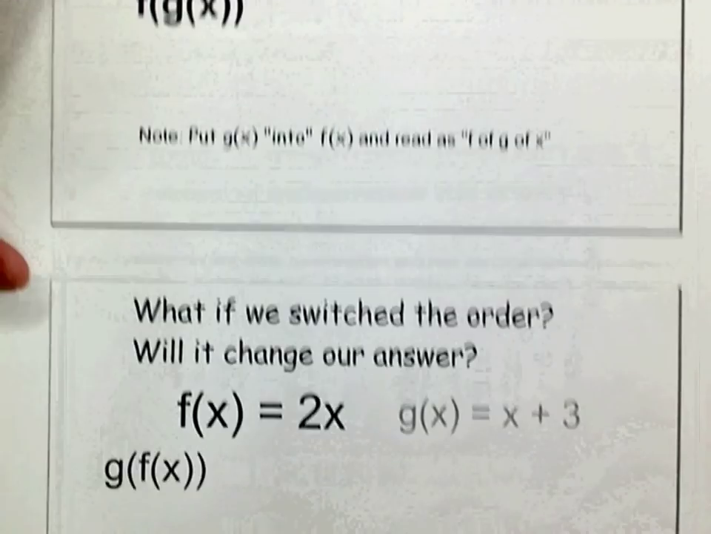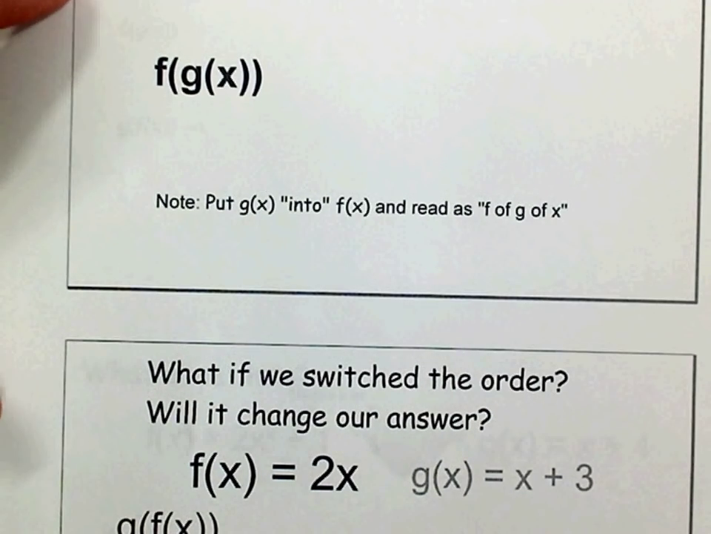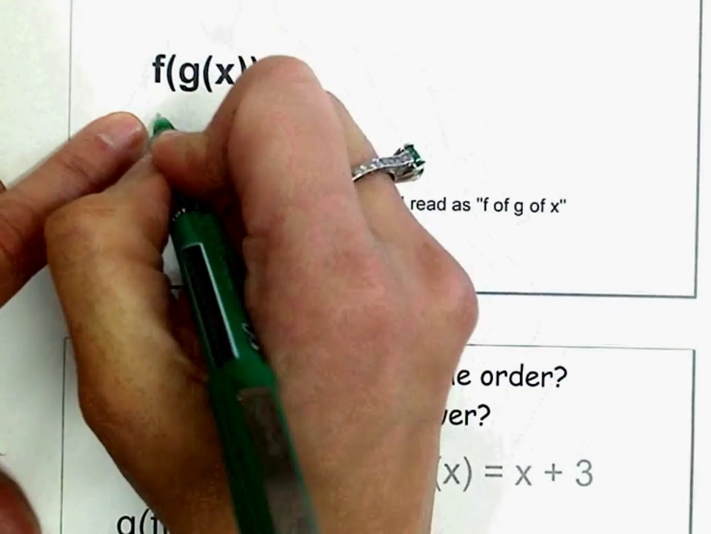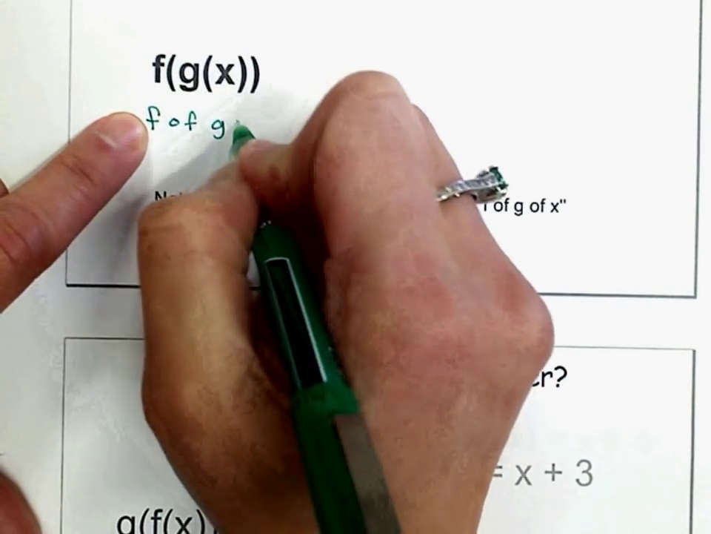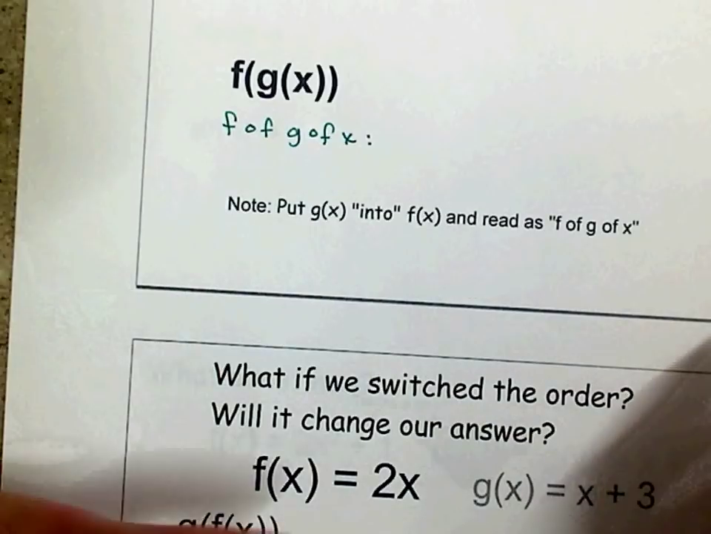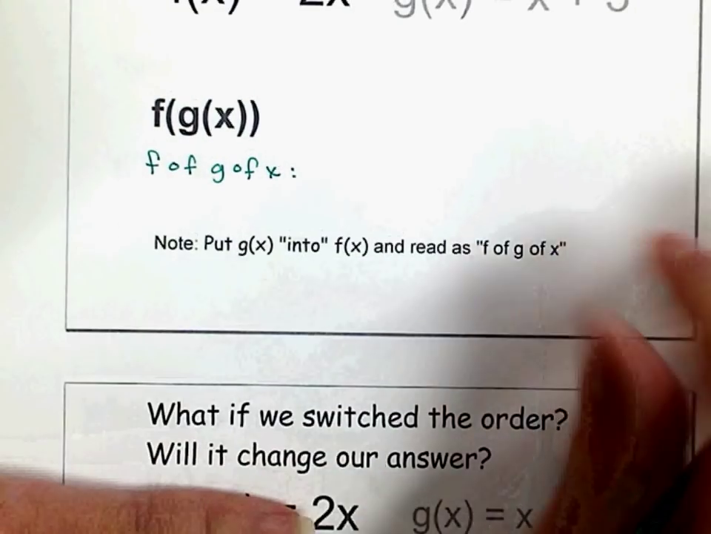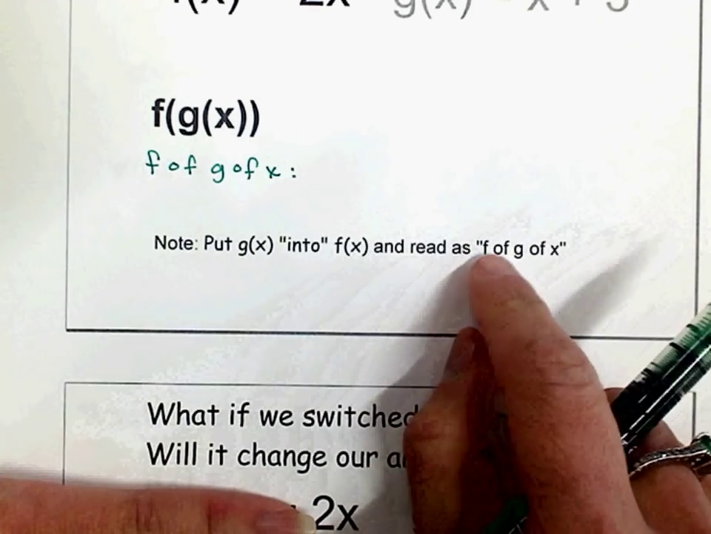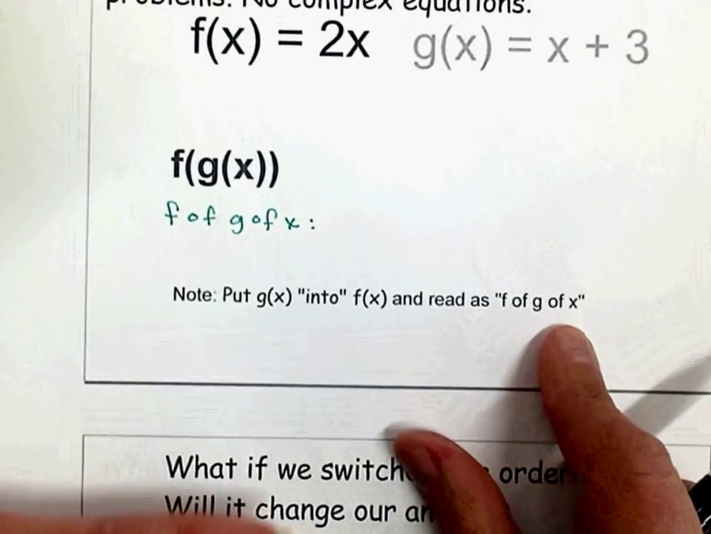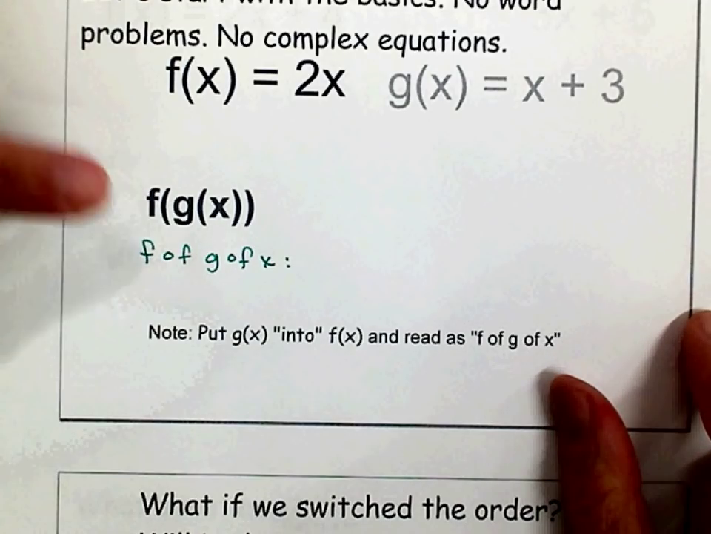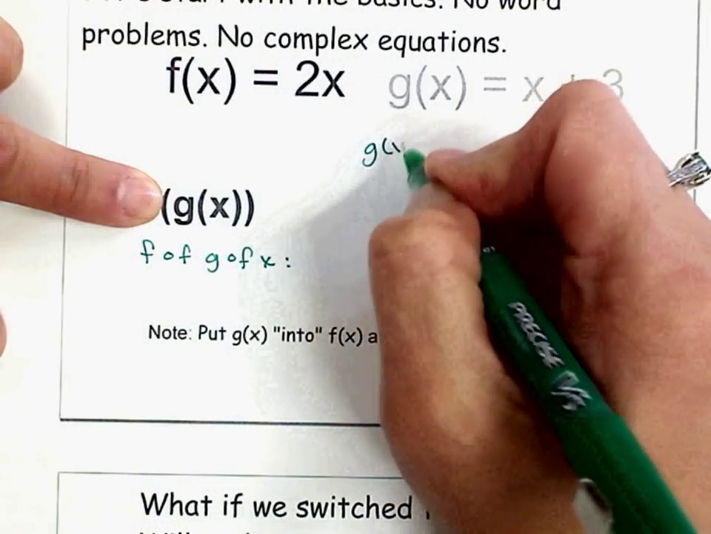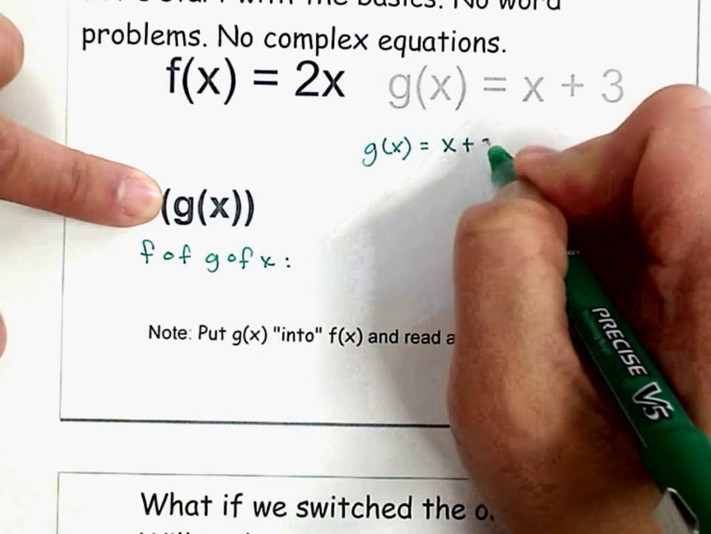All right, so let's start with the basics. No word problems yet, but that will come later. So if you take a look at this, this is f of g of x, okay? What you're going to do is put g of x into f of x and read it as f of g of x, and that's how you read it. So let's take a look at this problem. First of all, we're going to look at the g of x. So what is my g of x? G of x is equal to x plus 3.